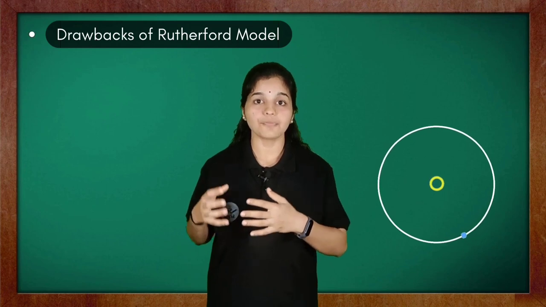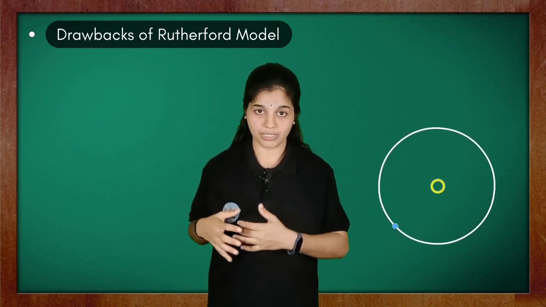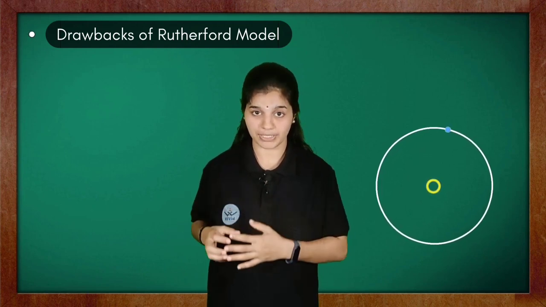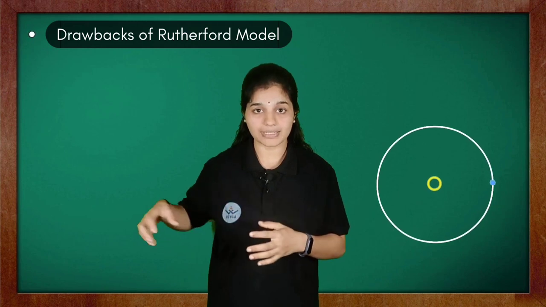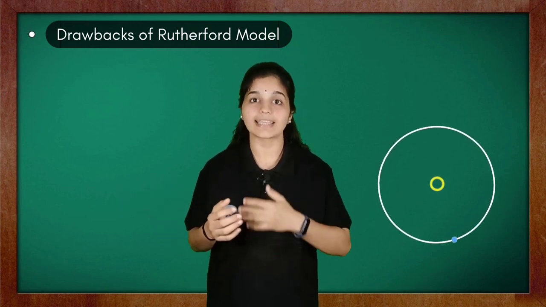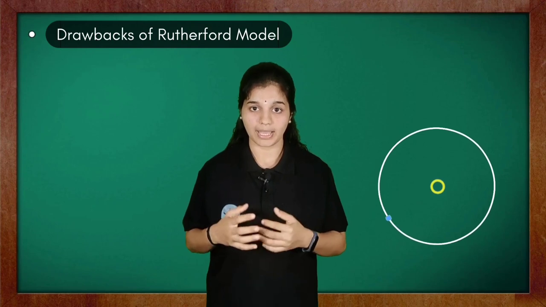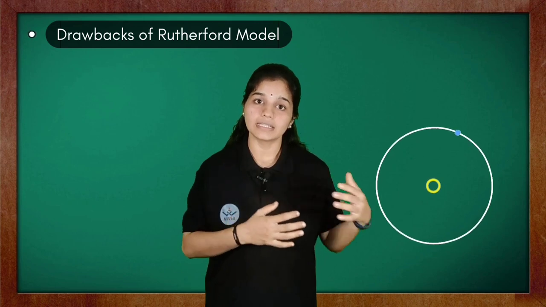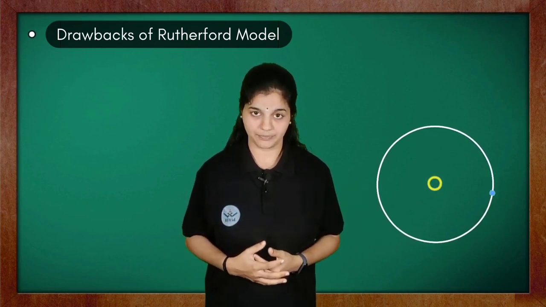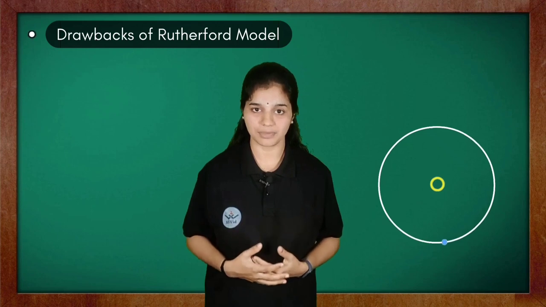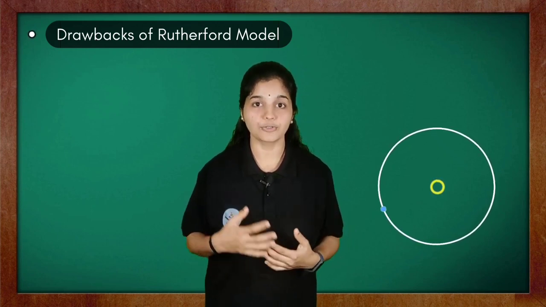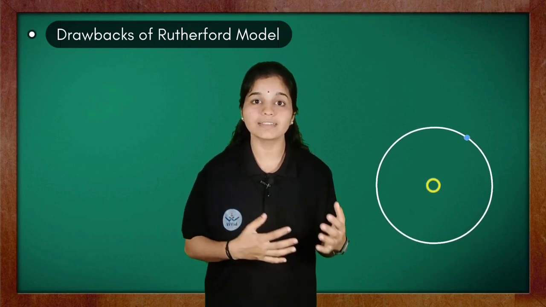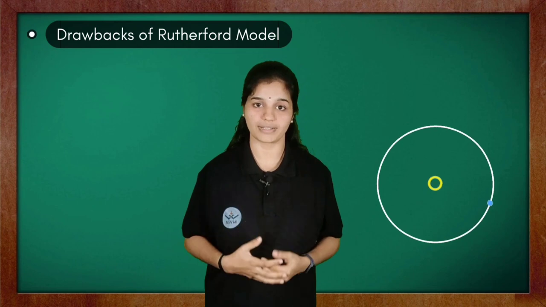Whereas, if any object is revolving in a circular path, there is acceleration that is produced. And an electron is a charged particle. Whenever a charged particle is rotating in a circular orbit, it is expected to emit radiations, and the atomic orbits should shrink. This leads to the instability of the atom. But atoms are very much stable. Hence, Rutherford's model could not give an account for the stability of the atoms. This is one of the biggest drawbacks of Rutherford's nuclear model of atom.